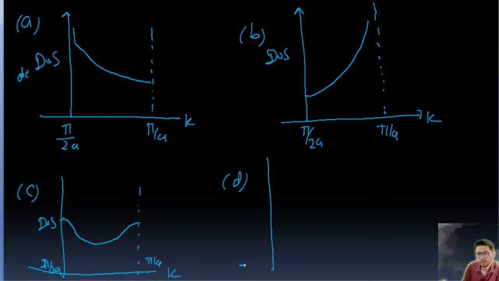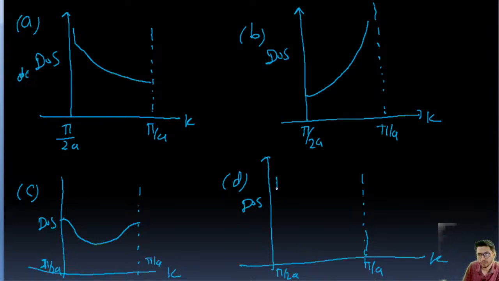And option D is again, this is k, this is DOS, density of state. And this is the range, and this is pi by a, and this is pi by 2a, and this is like this. So these are the graphs. We need to select the correct graph, right?